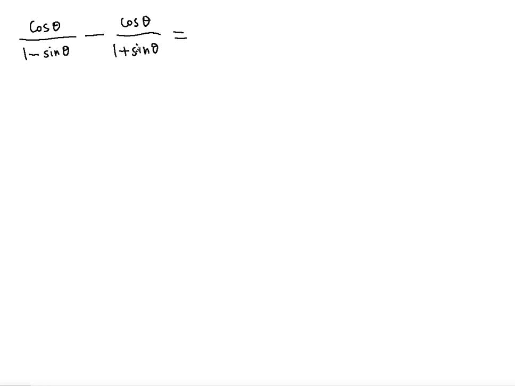In order to achieve the LCD, you will multiply the first fraction, numerator and denominator, by this denominator. So cosine theta over 1 minus sine theta will be multiplied by 1 plus sine theta over 1 plus sine theta. Okay? And then minus cosine theta over 1 plus sine theta.